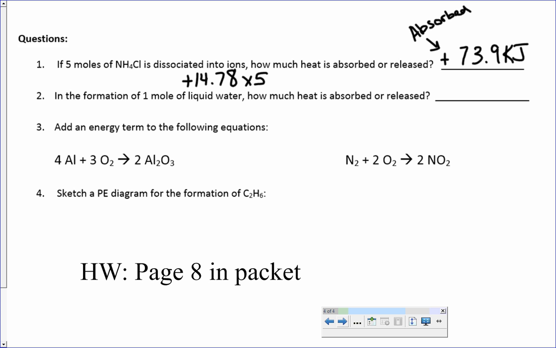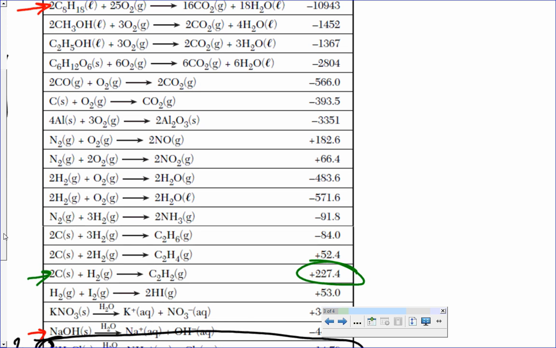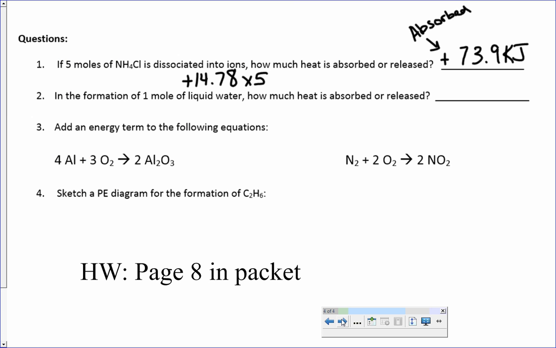Number 2, in the formation of 1 mole of liquid water, how much heat is absorbed or released? We form water in a couple different reactions. We want to find the one where this is actually going to form liquid water for us. Got this guy right here. This releases 571.6 kilojoules of energy.